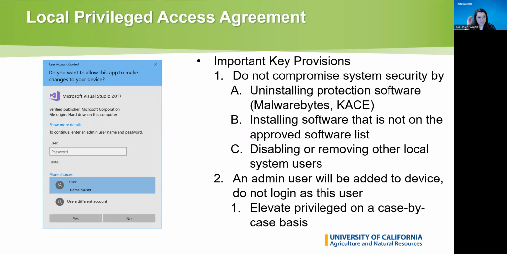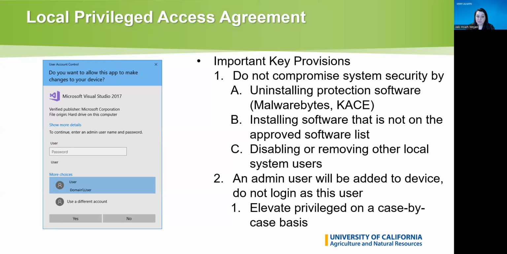There are some important key provisions in the local privilege access agreement that I want to point out as part of the process. One of the things you're agreeing to when you sign this agreement is that you won't compromise system security by uninstalling protection software. There are 2 protection software packages that come installed on your PC or laptop when it goes through central IT. Those are Malwarebytes, which is our anti-malware and antivirus software, and Case, which I mentioned before, our asset management software that also helps us manage software.